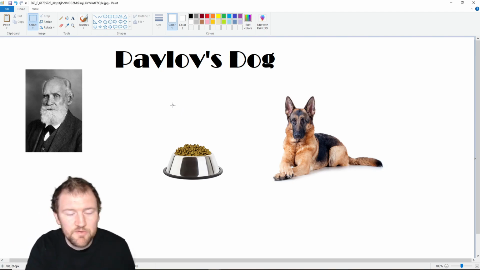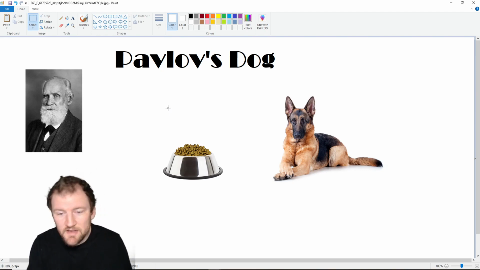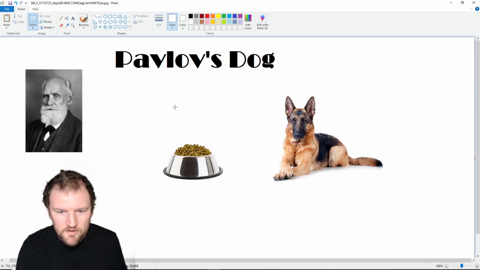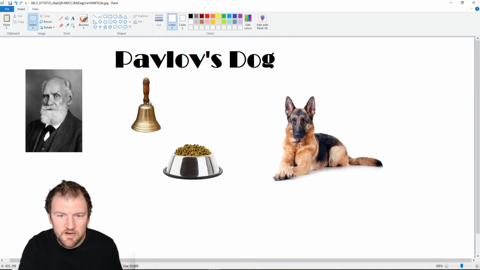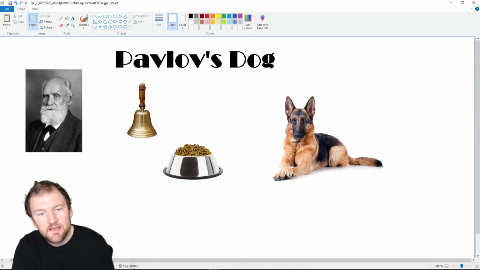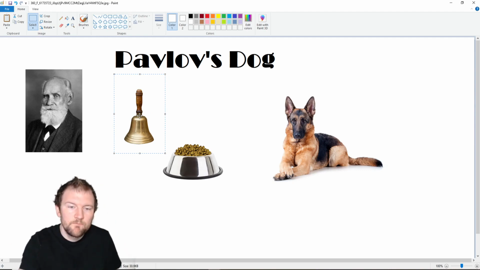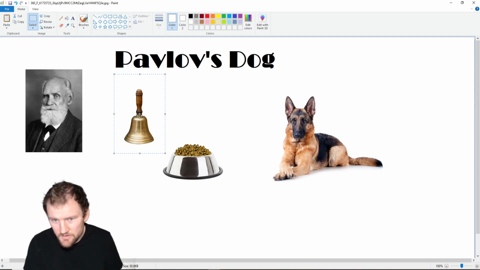So Pavlov thought to himself, is there anything he could do, completely unrelated to food, like entering a room, that would make the dog salivate? So he wondered if he could do something like ringing a bell before giving the dog food, and eventually train the dog to salivate to the sound of the bell. So he did this over and over. He would enter the room, and then he would ring a bell, and then give the dog food, and the dog would salivate. Eventually, the dog started salivating.